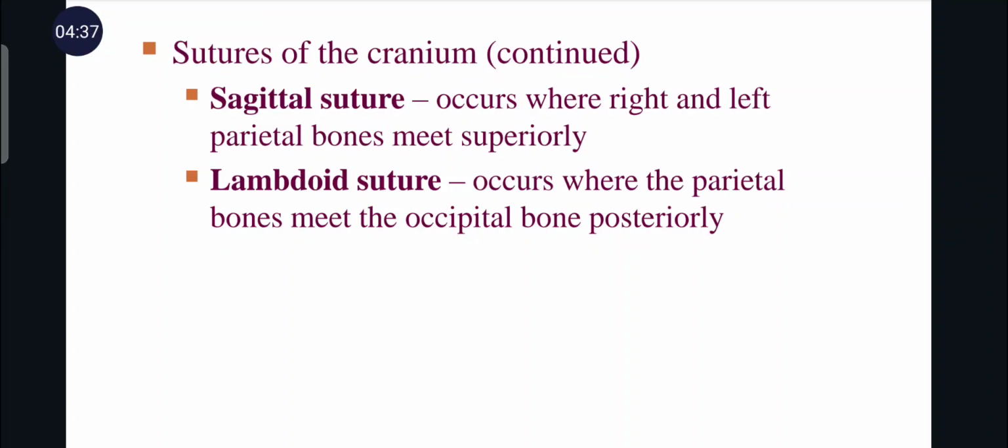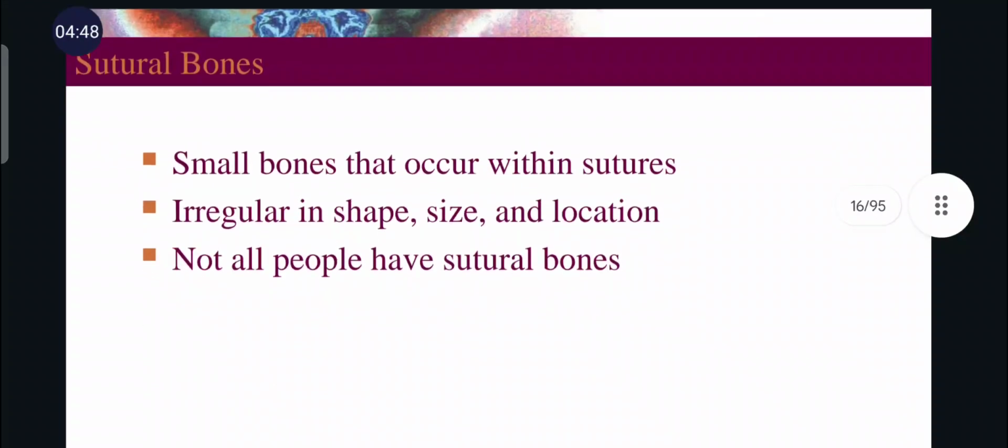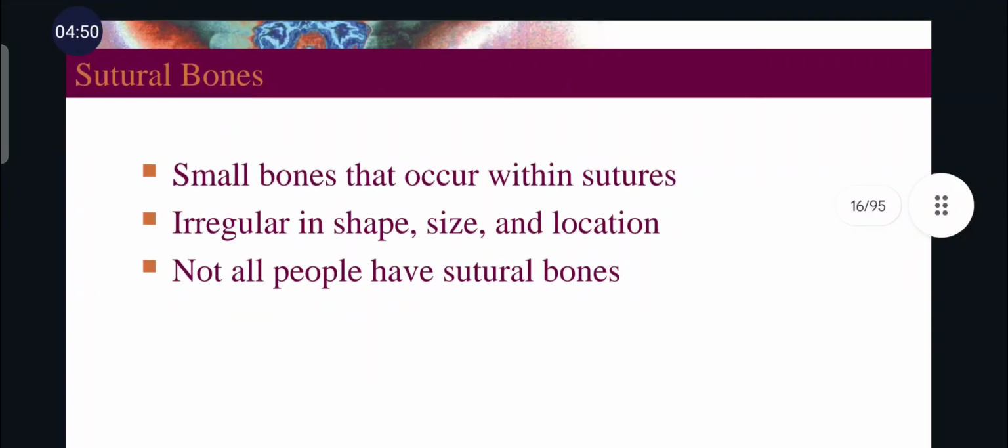Next is the lambdoidal suture. It occurs where the parietal bone meets the occipital bone posteriorly. That is, it is a joint between the parietal bones and the occipital bone. Sutural bones. Sutures are nothing but the joints which are present only between the bones of the skull.